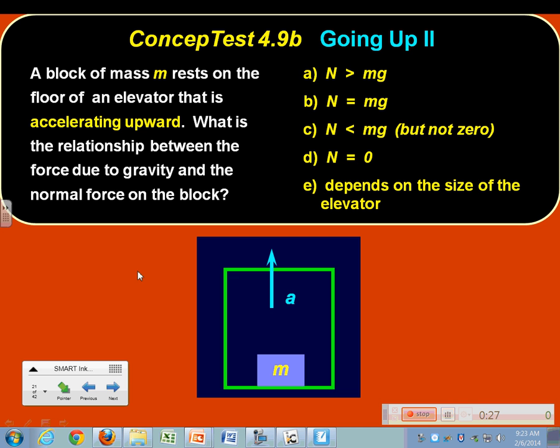Normally, if I'm just sitting here, I'm 700 newtons roughly, okay? What is the normal force pushing back up on me? 700 newtons. So what happens here?